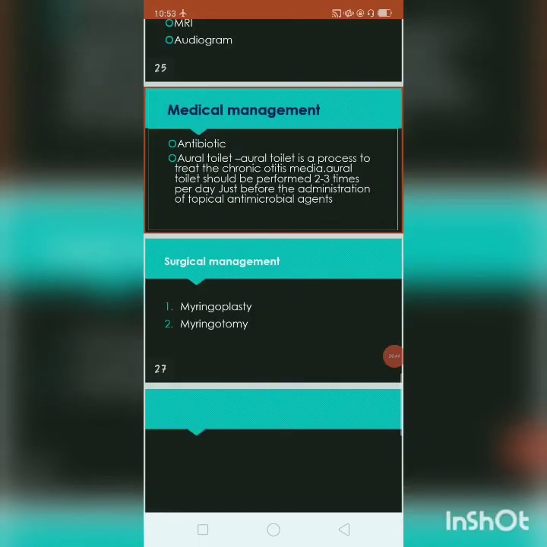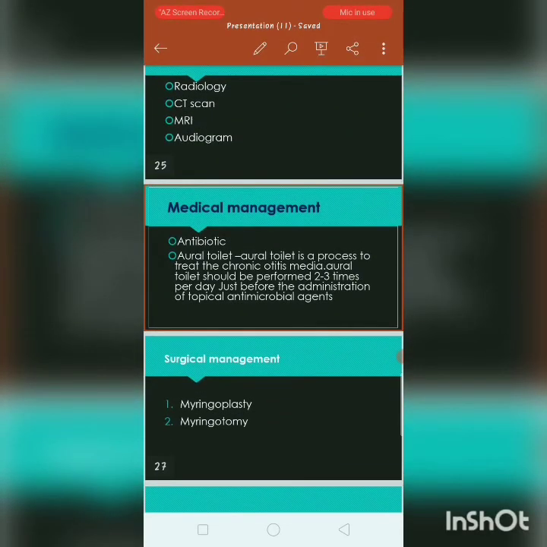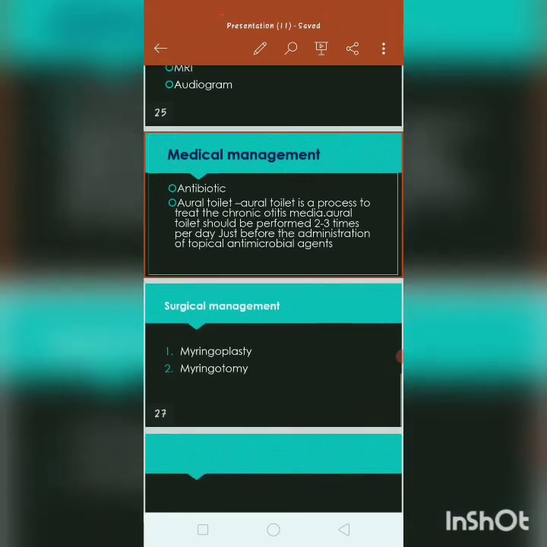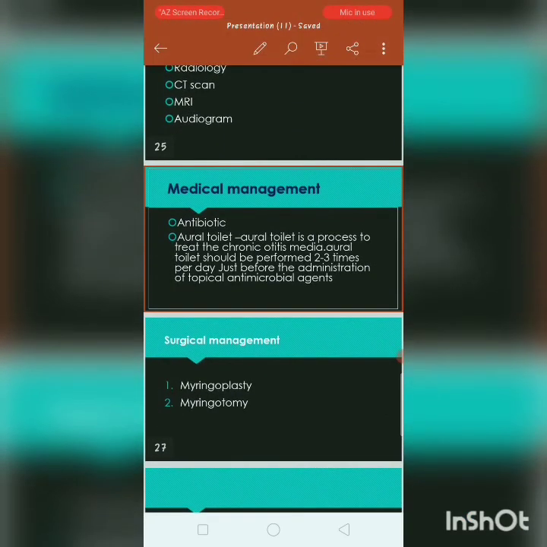Then we will move to the medical management of chronic otitis media: antibiotics and aural toilet. Aural toilet is a process to treat chronic otitis media. Aural toilet should be performed 2 to 3 times per day, just before the administration of the topical antimicrobial agent. So the medical management is antibiotics and aural toilet.